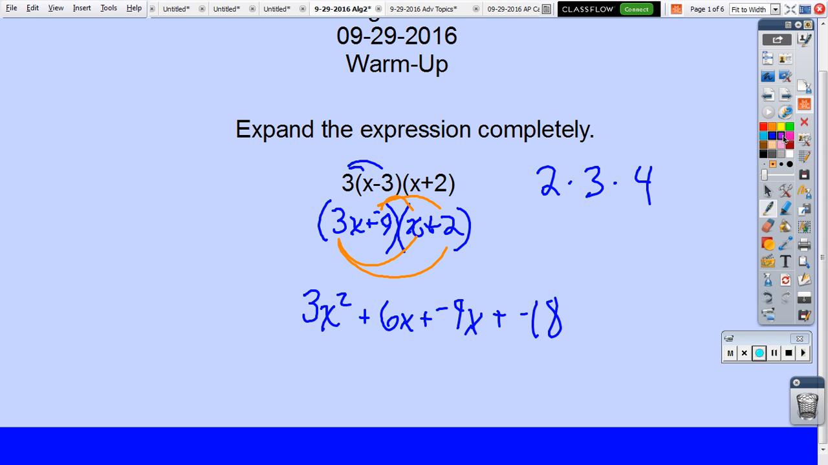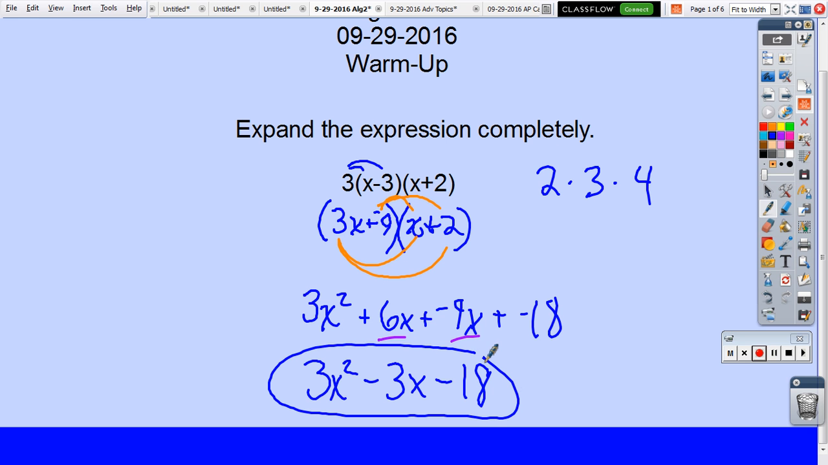And looks like we have some like terms here. We have an x and an x term. Those combined, so we would have 3x squared minus 3x minus 18.